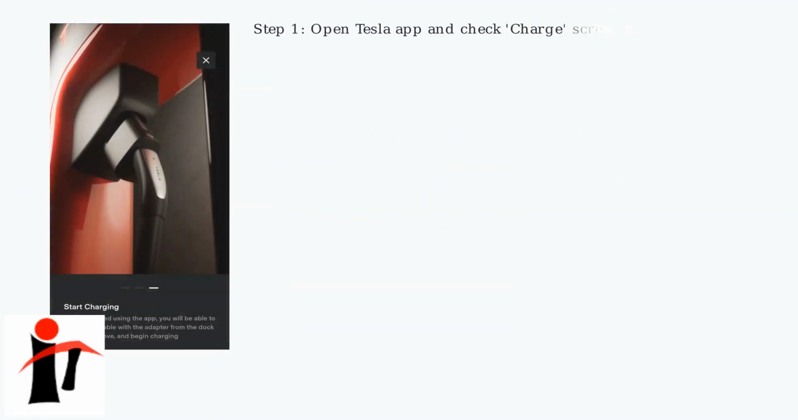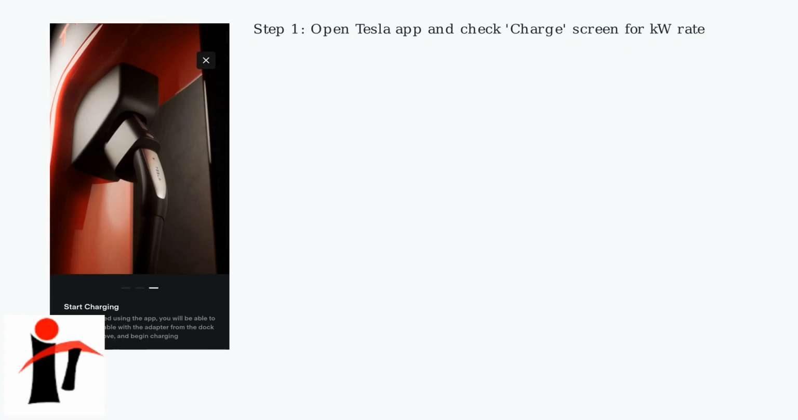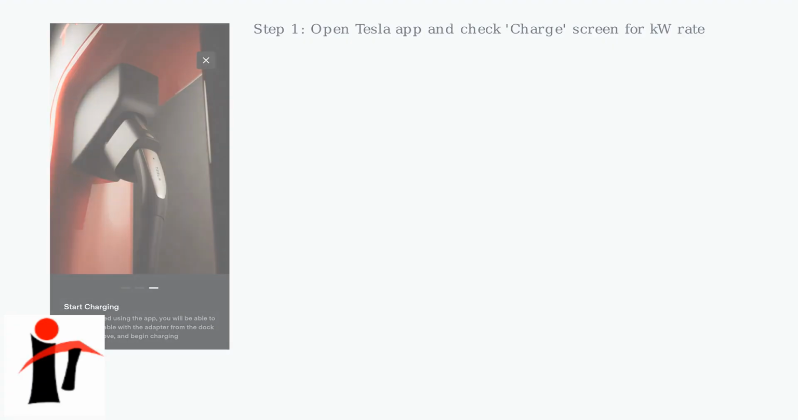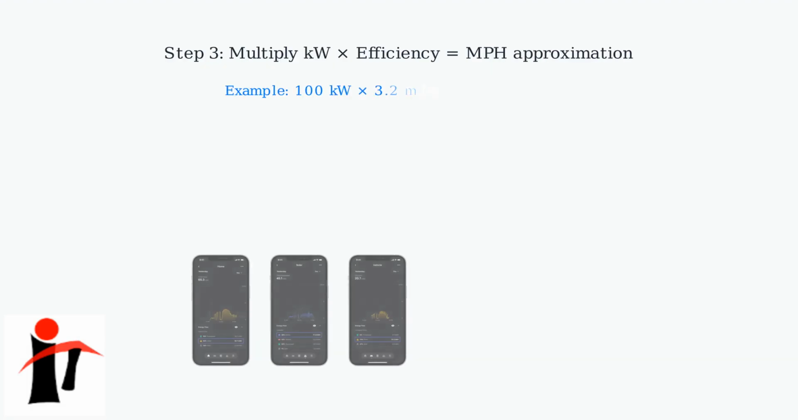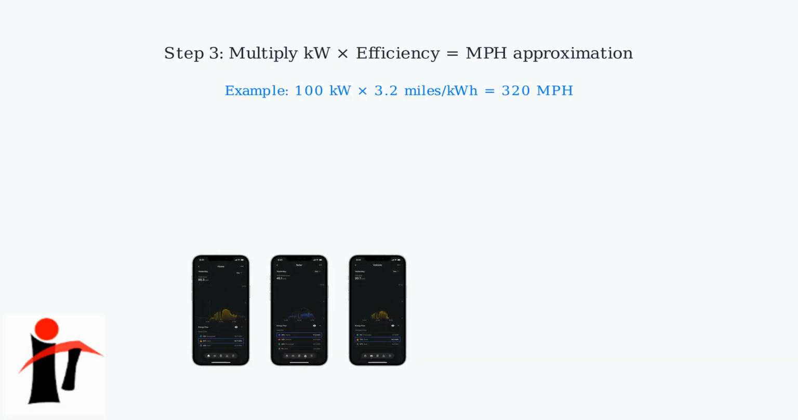The simplest workaround is manual calculation. First, open your Tesla app and navigate to the charge screen to see the current charging rate in kilowatts. Next, access your Tesla's built-in Energy app on the car's touchscreen to find your vehicle's efficiency rating in miles per kilowatt-hour. Now multiply the kilowatt rate by your efficiency to get an approximation of miles per hour. For example, at 100 kilowatts, with 3.2 miles per kilowatt-hour efficiency, you'd get about 320 miles per hour of charging.